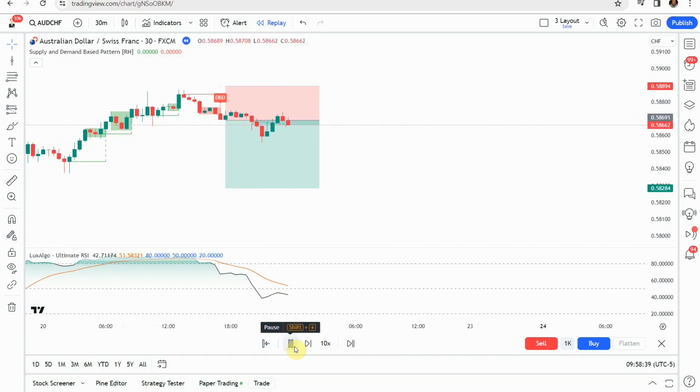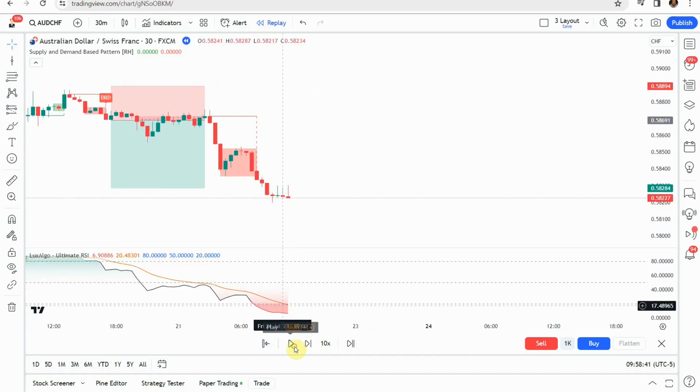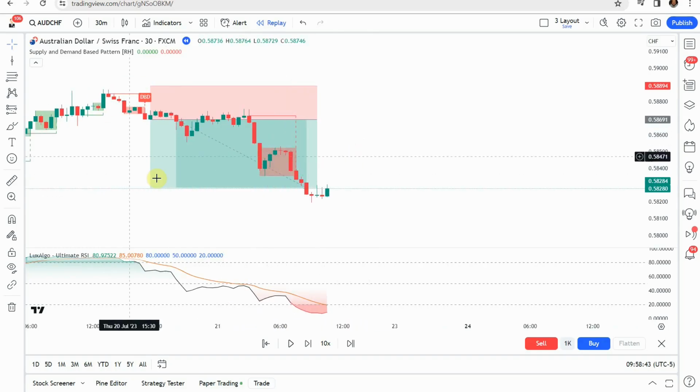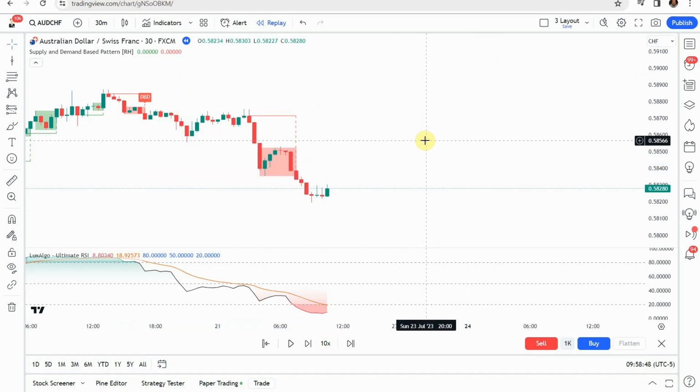Let's go ahead and play this one forward and see what we get out of it. Alright, once again, you see that we make a really nice push to the downside here, getting us to our take profit once again. Alright, so that puts us at the end of the testing right there.